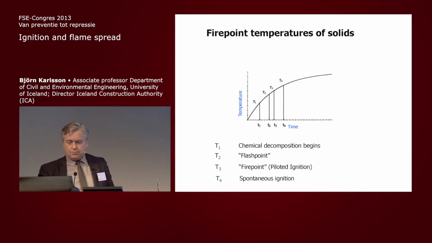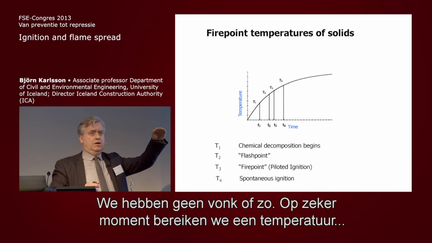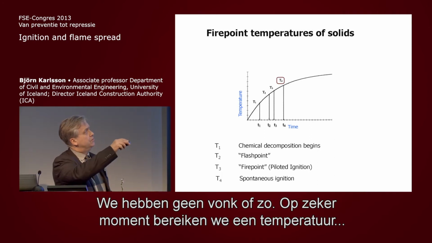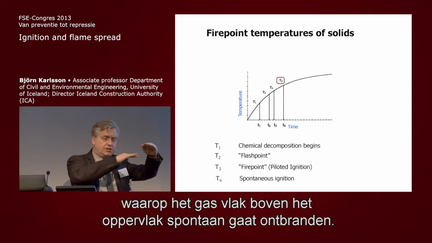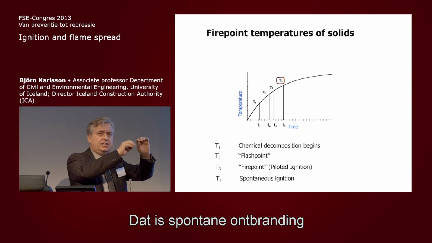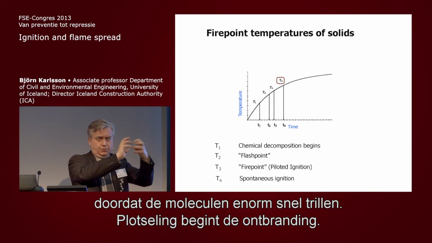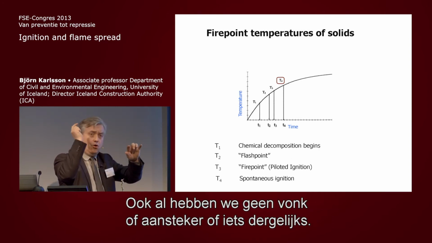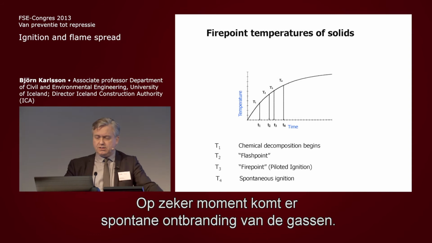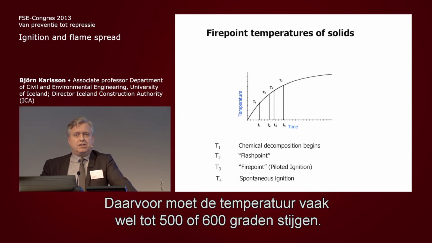Now, if we heat it up even more, we don't have any spark or anything. We will come to a temperature at some point where the gases just above the surface will actually spontaneously ignite. But that's gaseous spontaneous ignition, because the molecules are vibrating very, very much, and suddenly they'll just combust, even though we don't have a spark or a lighter or something like that. So there is also a spontaneous ignition of the gases at some point, autoignition of the gases. You have to heat it up pretty much, up to 500-600 degrees often.